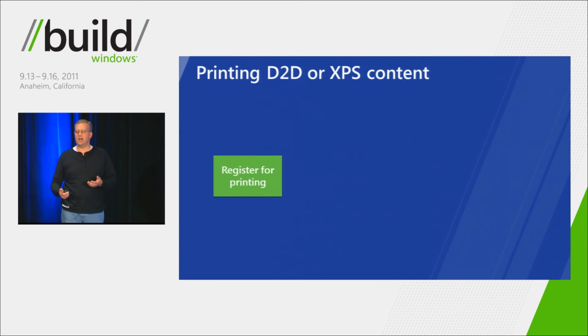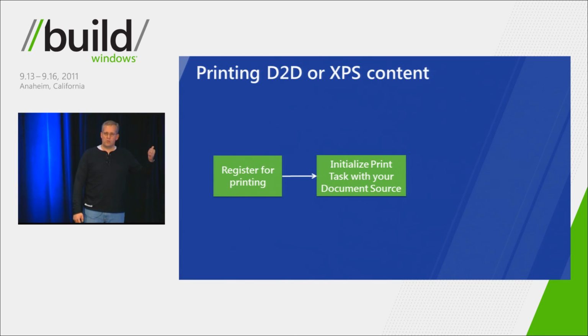But I just want to talk through the process so you understand what's going on and what you need to do. The box is up there. You should recognize it by now. You need to register for the print contract. You need to tell Windows that, hey, I can print. I can do something. This is where your work starts.